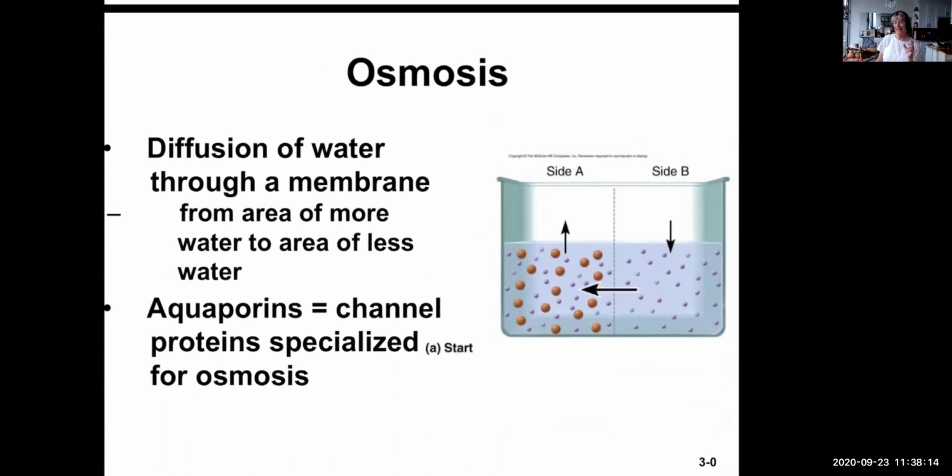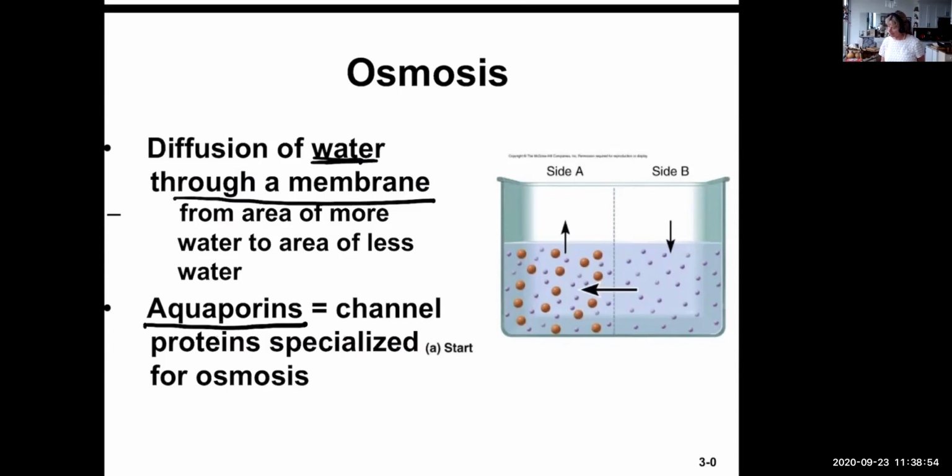Now, osmosis is a kind of diffusion, a diffusion of water. Osmosis is the diffusion of water through a membrane. It does that through channels known as aquaporins. They're specialized for osmosis. And the thing to keep in mind that is very important is that water moves down its own concentration gradient. So where water is more concentrated, it will move into an area where it is less concentrated.